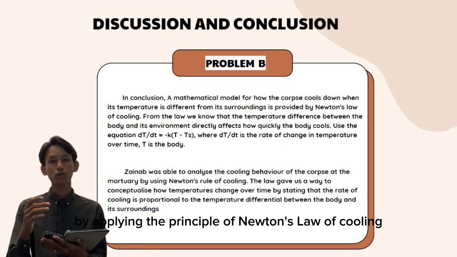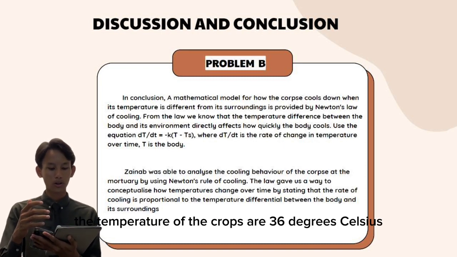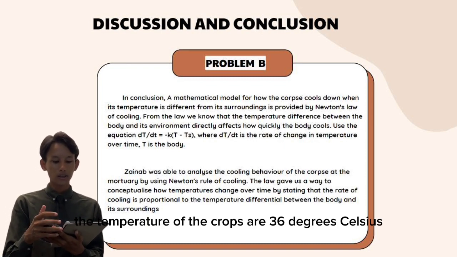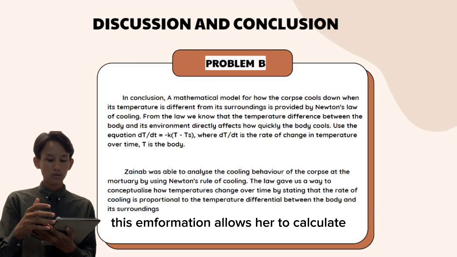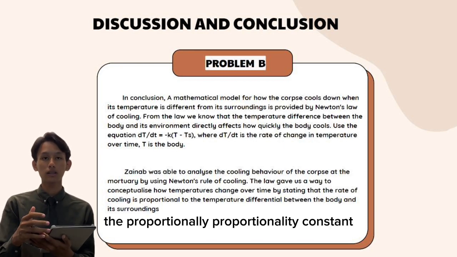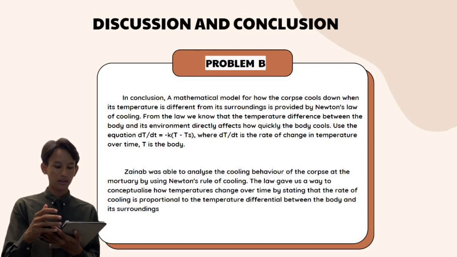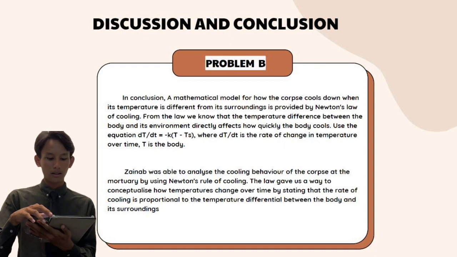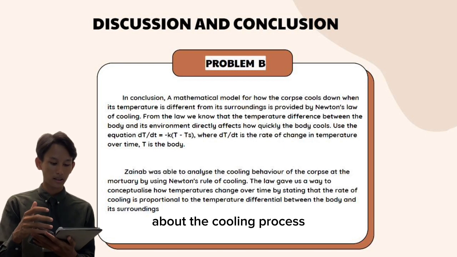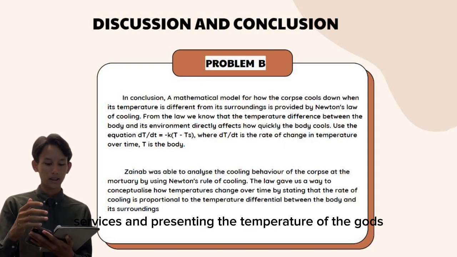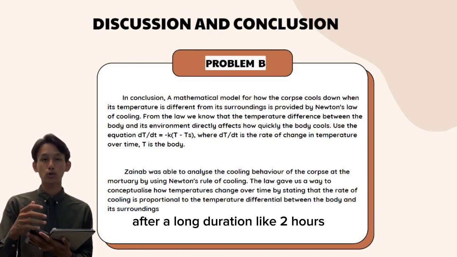By applying the principle of Newton's law of cooling, Zainab explores the temperature of the corpse falling from 36 degrees Celsius to 18 degrees Celsius over 45 minutes. This information allows her to calculate the proportionality constant, which serves as a key factor in determining the rate of cooling. Armed with this knowledge, Zainab is now able to make predictions about the cooling process: the time for the temperature to fall to 6 degrees Celsius and the temperature of the corpse after a longer duration, like 2 hours.